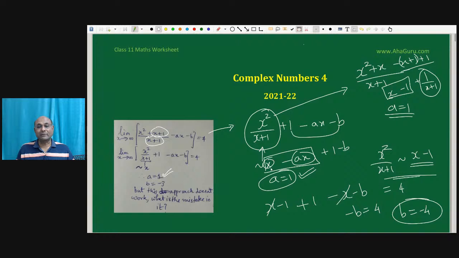Because your approximation said it was x. But that is only valid as long as x does not cancel. Another way of doing the same thing is to expand this out a little more.